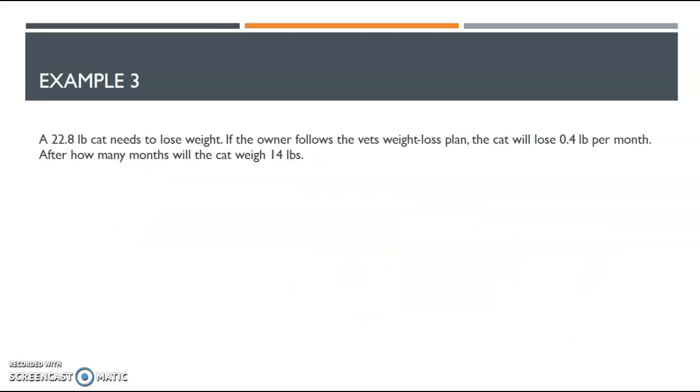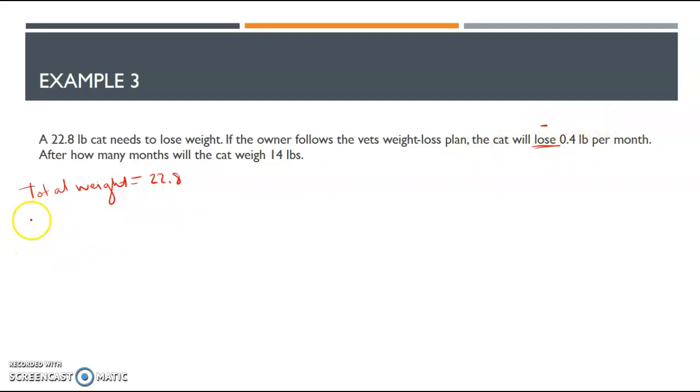All right, so here we have our first word problem. And when I do word problems, I like to write out what I'm given and what I am looking for. So I have a 22.8 pound cat. Well, that means total weight, right? So I have a total weight of 22.8. If the owner follows the vet's weight loss plan, the cat will lose, right? So that's a key word there. Lose means to subtract, right?